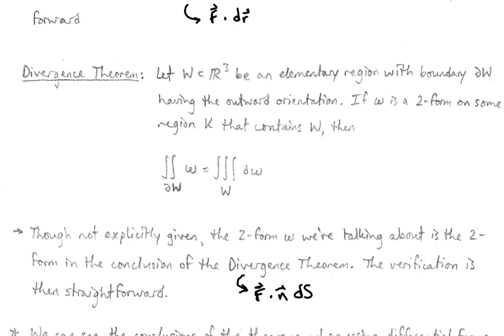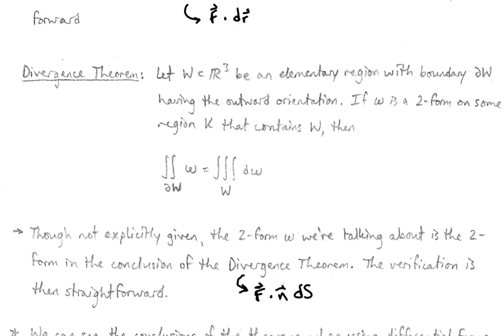You can give the component functions of your vector field names P, Q, and R. And if you write P times something plus Q times something plus R times something, differentiate that, that is your d omega, and that will get you to the divergence of your vector field.